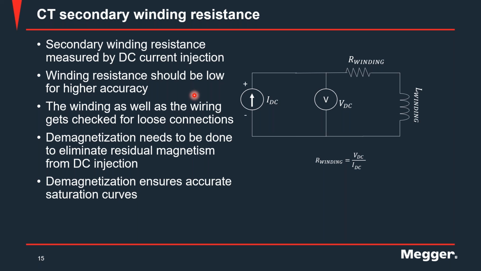Demagnetization is very important, and one of the reasons why it's important is because if you're going to be running a saturation test after this one, then you want to make sure that you get accurate saturation curves. If the core is magnetized when you run a saturation test on it, then you'll get skewed results. You'll see a little bit of a skewing in the lower values on the saturation curve.